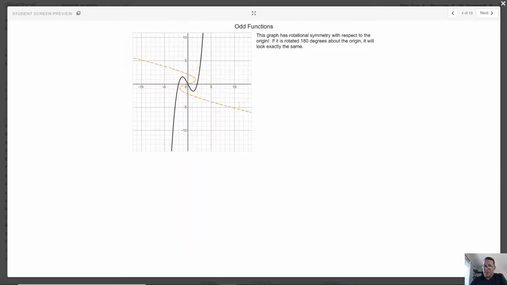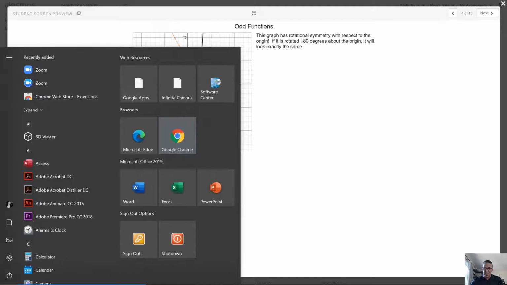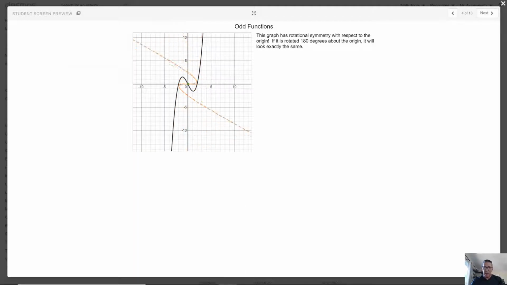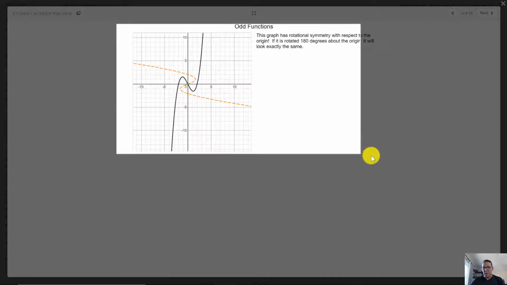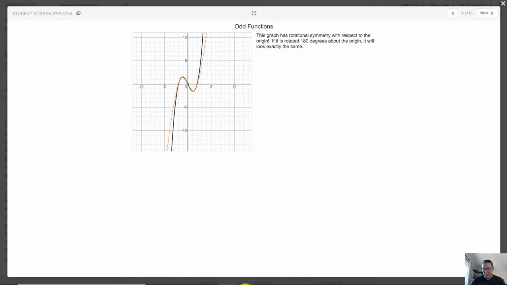Now, some functions do not behave like that. Like this one is not symmetrical about the y-axis. It's symmetrical about the origin, which means it has a 180-degree rotational symmetry about the origin, which happens to be at 0 comma 0. So what in the world does that mean? Okay, so let me grab this here and let's talk about it.